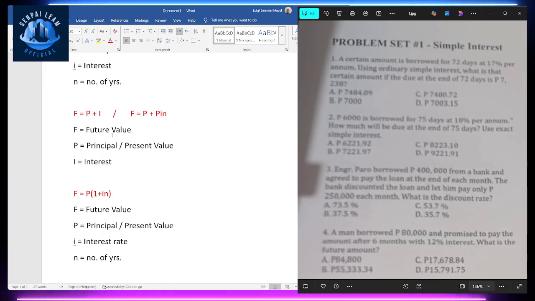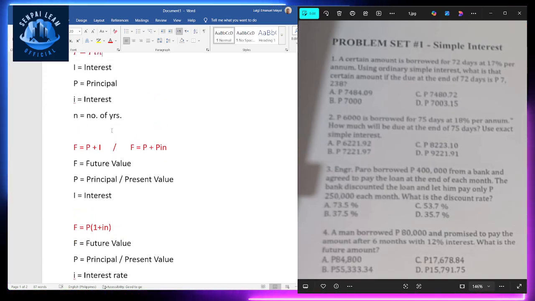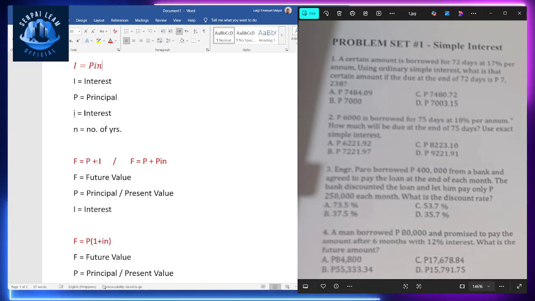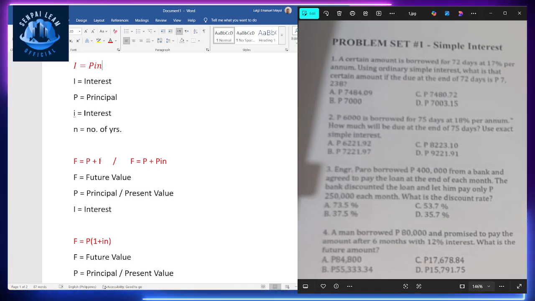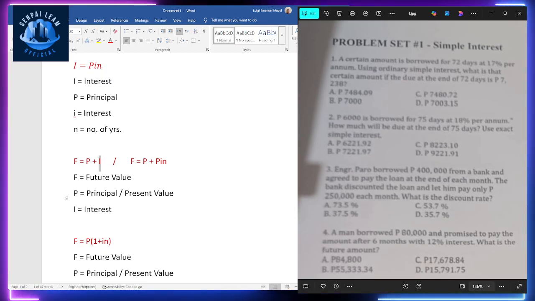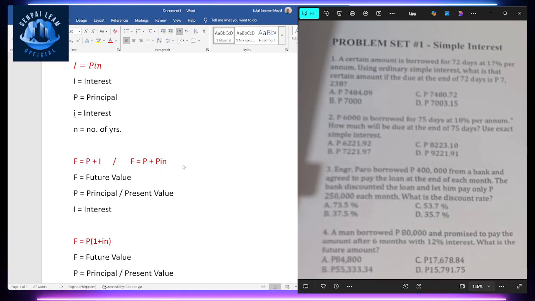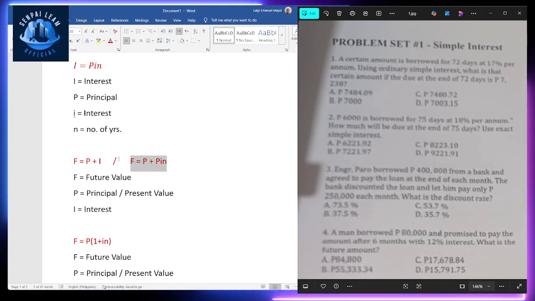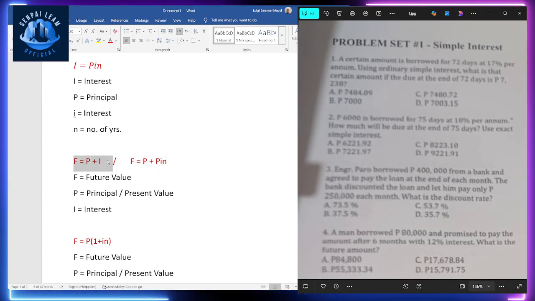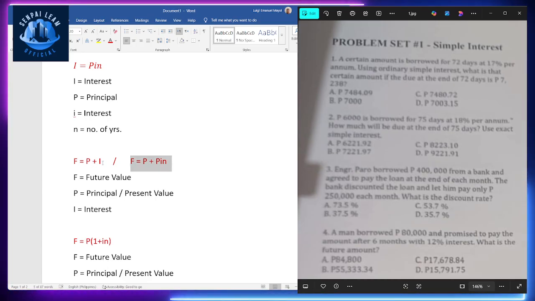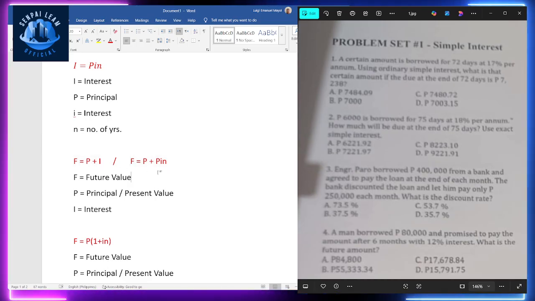To get the future value, there are two formulas. After getting the interest, you will have the principal value or the present value plus the interest, and that's your future value. Here is the derivation of how this formula was created. This is the long process, but we prefer F equals P plus I.